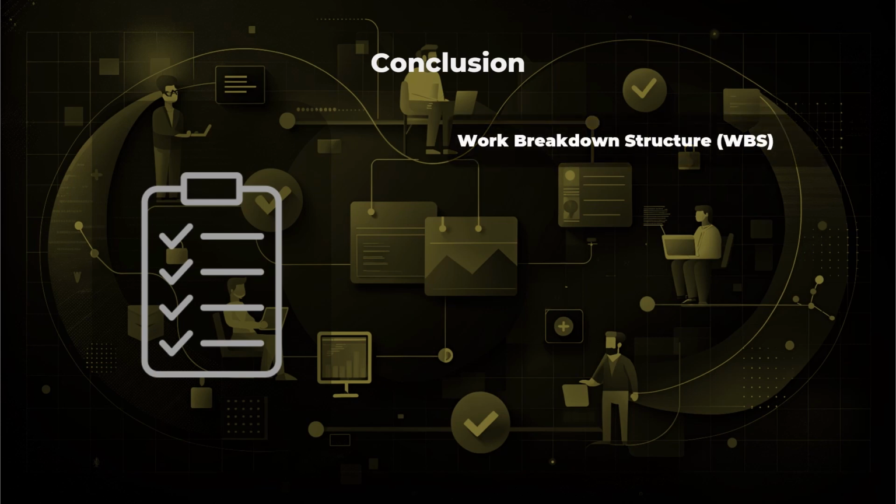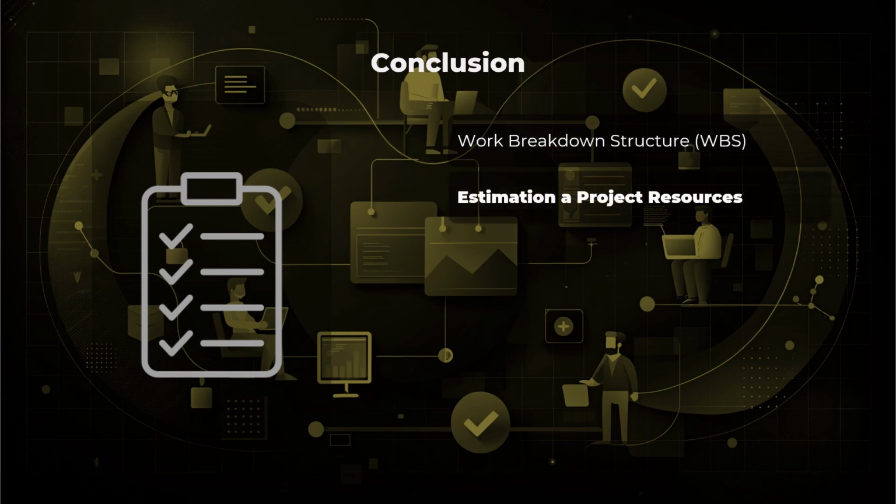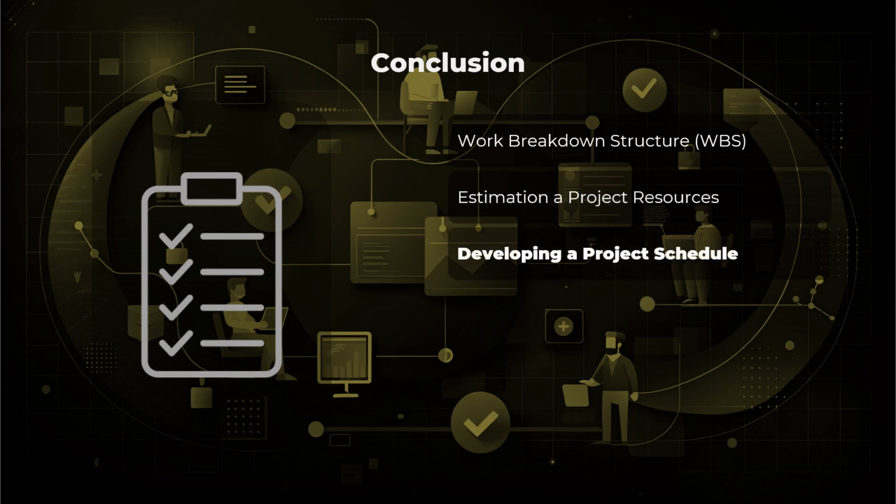We explored the importance of breaking down project deliverables into manageable tasks and subtasks, facilitating better organization and understanding of project scope. Estimation of project resources. Understanding how to accurately estimate and allocate resources such as time, finances, and manpower is crucial for effective project planning and execution. Developing a project schedule.